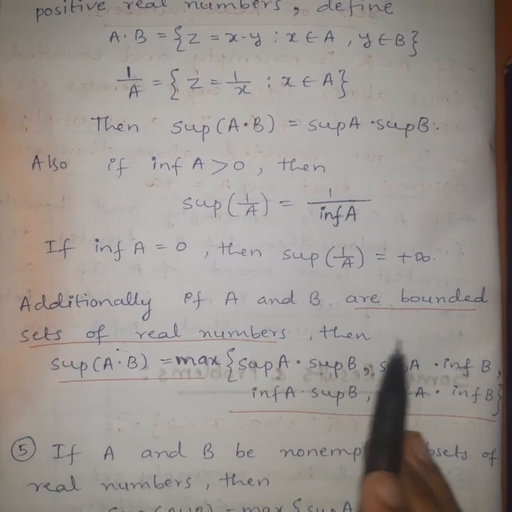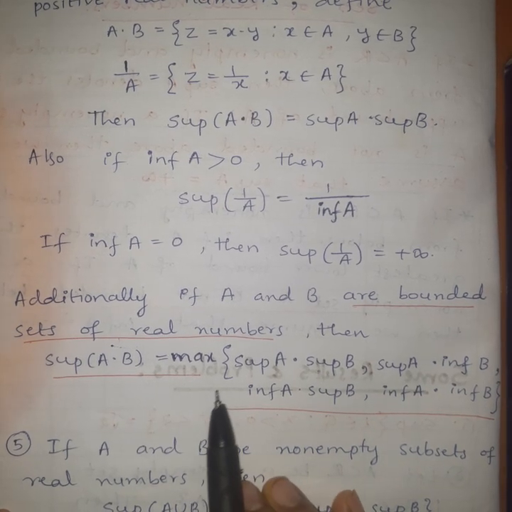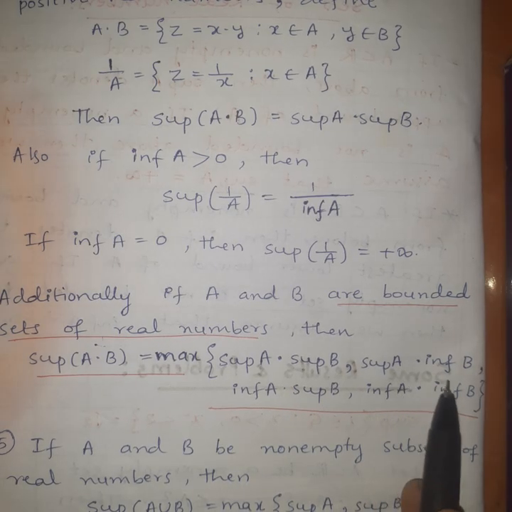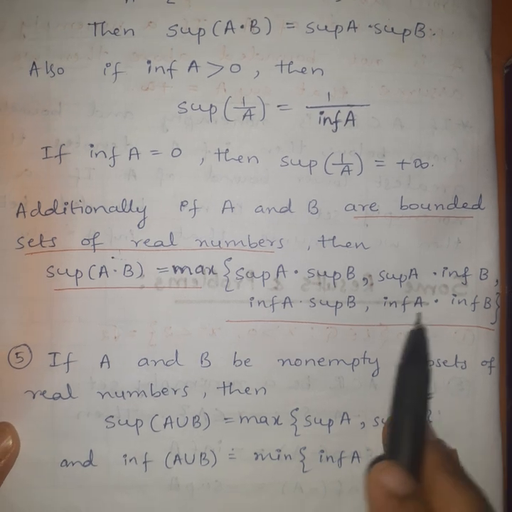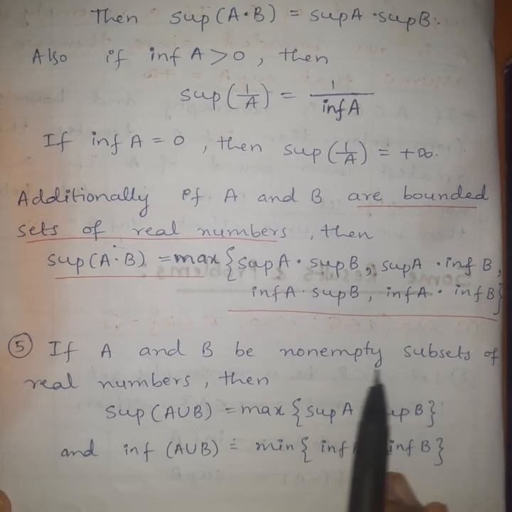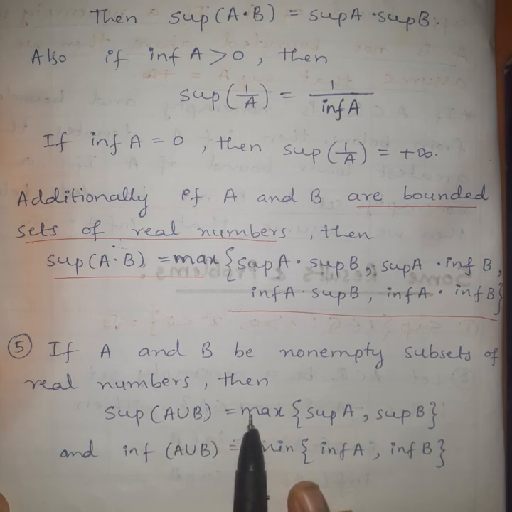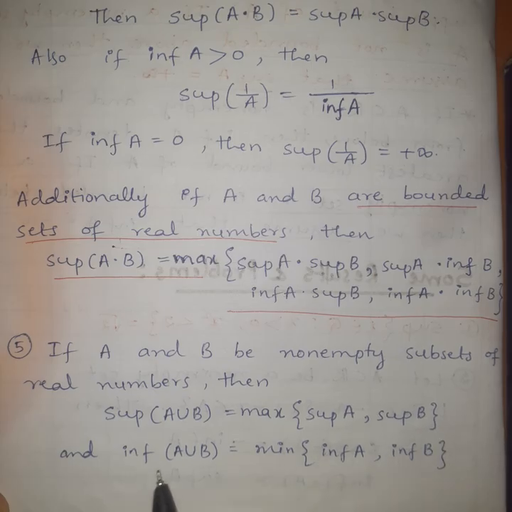Additionally, if A and B are bounded sets of real numbers, then supremum of A times B is equal to the maximum of supremum of A times supremum of B, supremum of A times infimum of B, infimum of A times supremum of B, infimum of A times infimum of B. So fifth result: if A and B are non-empty subsets of real numbers, then supremum of A union B is equal to the maximum of supremum of A, supremum of B, and infimum of A union B is equal to the minimum of infimum of A, infimum of B.